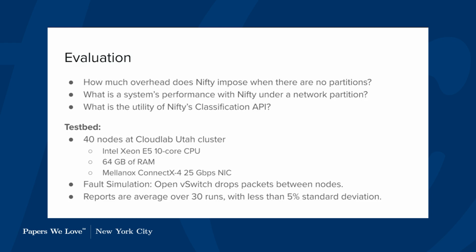And then what is the utility of Nifty's classification API, which is the API that the services in your distributed system can call to find out your network topology? You can look at the test bed. Most interestingly, remember that you're going to see data based on 30 runs. So you're going to see the average of 30 runs with a less than 5% standard deviation. And rather than actually chop wires or start ripping out nodes, OpenVSwitch drops packets between nodes to simulate a partial network partition.